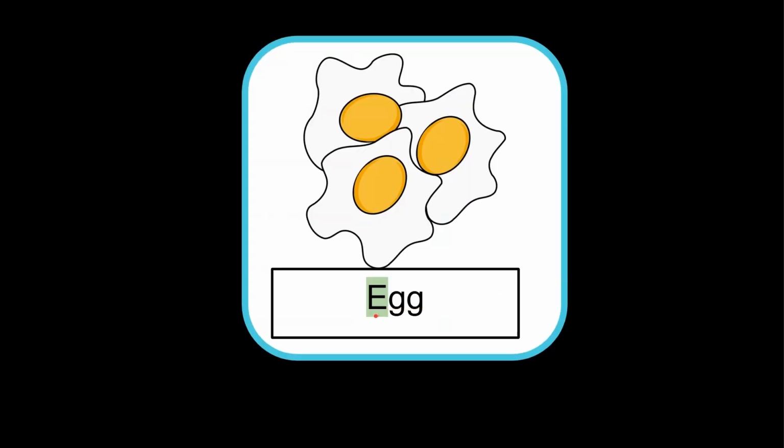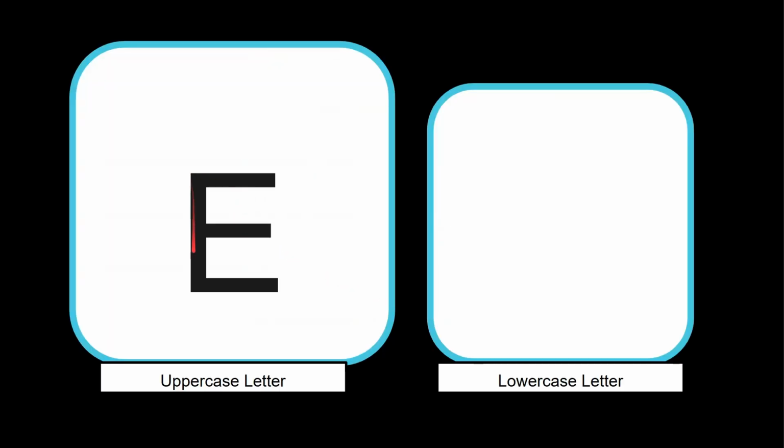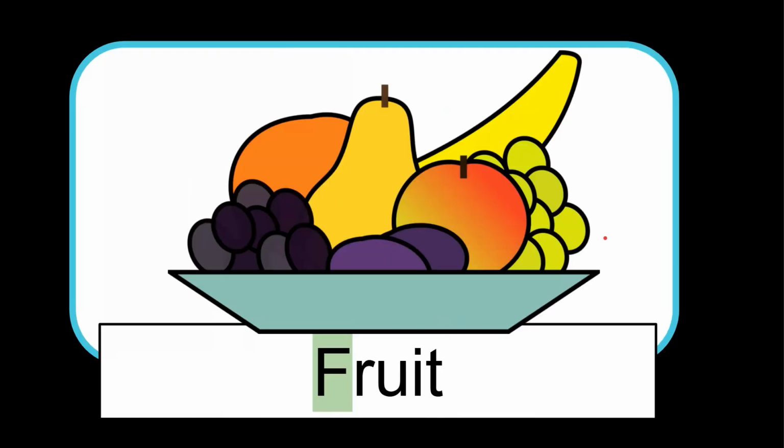Next, we have the letter E, just like in the word egg. We have the uppercase E, and then we have a lowercase e, which I tell my students all the time, it's like a C, and then you add a line.